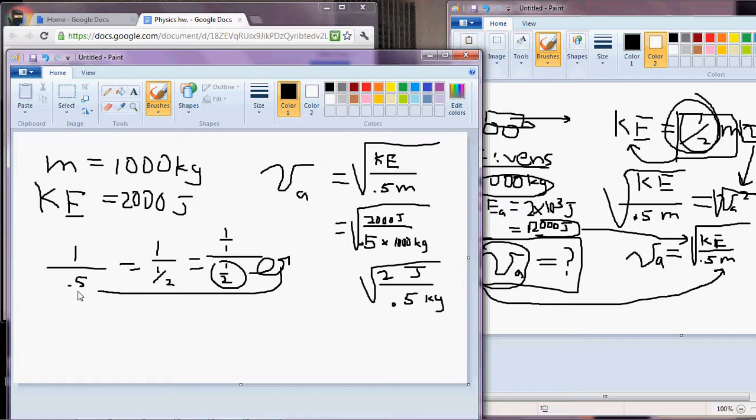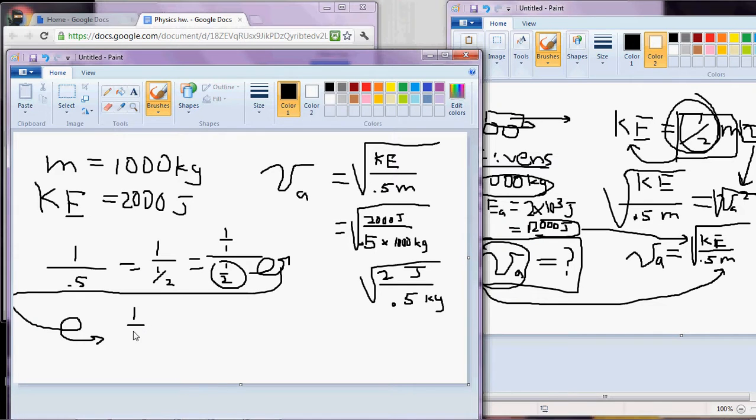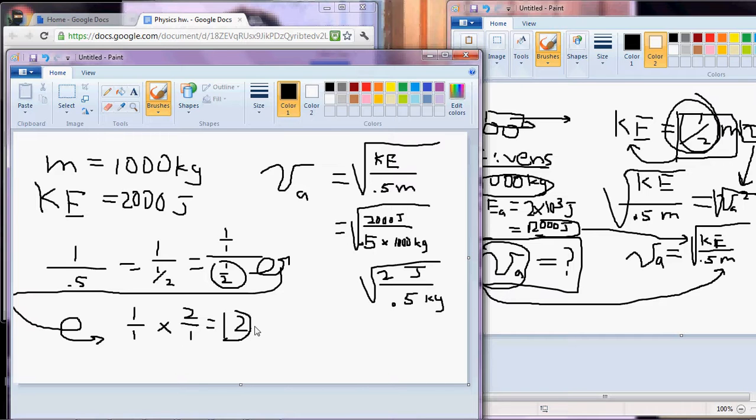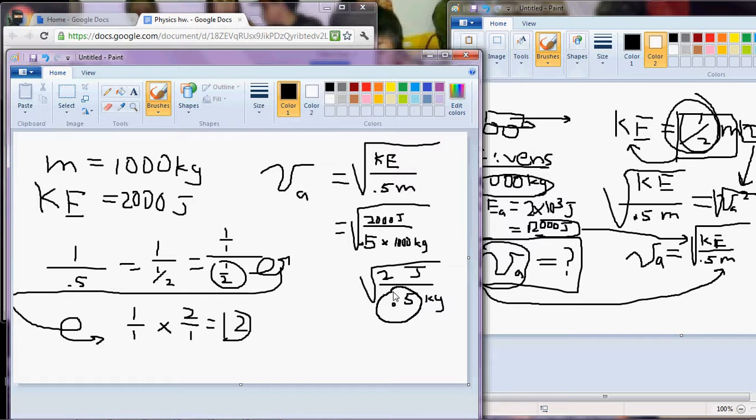Well, sort of. Let's go this way. Upside down, so it's going to be 1 over 1, and this part you have to multiply. So it's going to be 2 over 1, which also equals 2. 1 times 2 is 2, divided by 1 is 2. Okay? So what we're doing right here, dividing by 0.5 is actually multiplying it by 2.